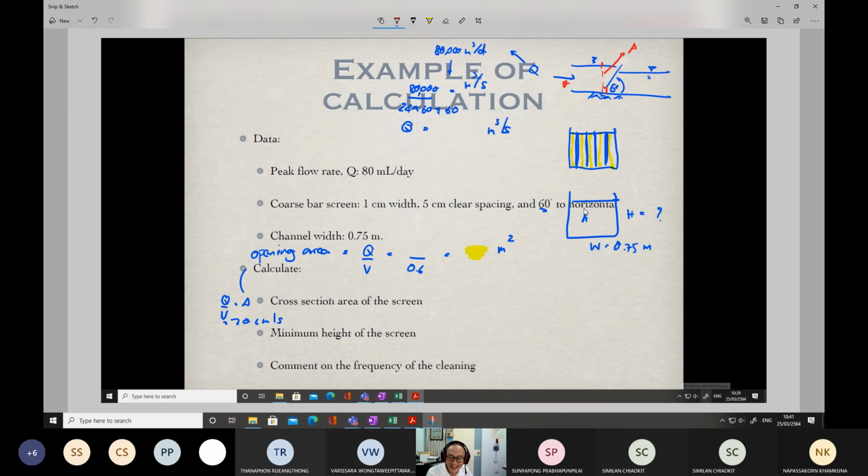Do you understand about this one? This is 1 meter width and 5 centimeters clear spacing. So the bar is 1 centimeter width. Clear spacing here.